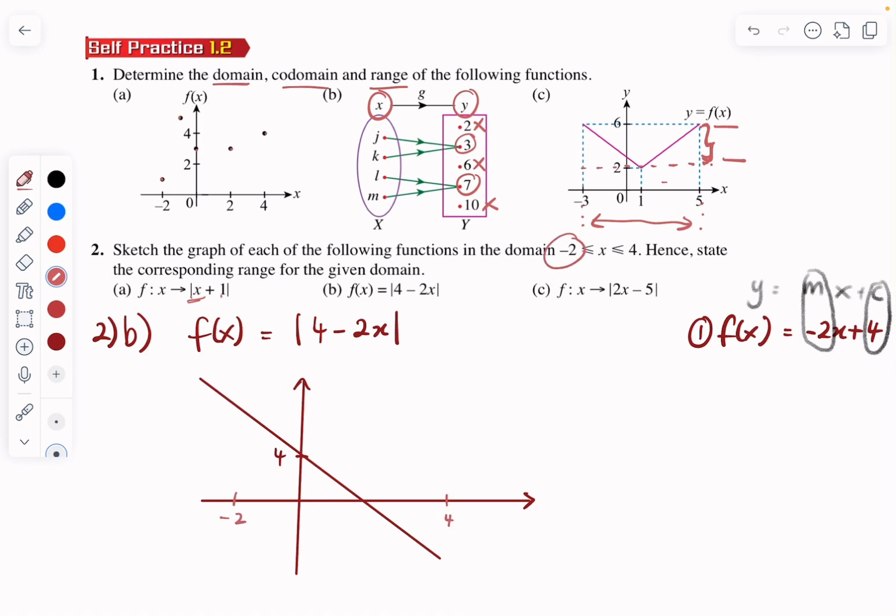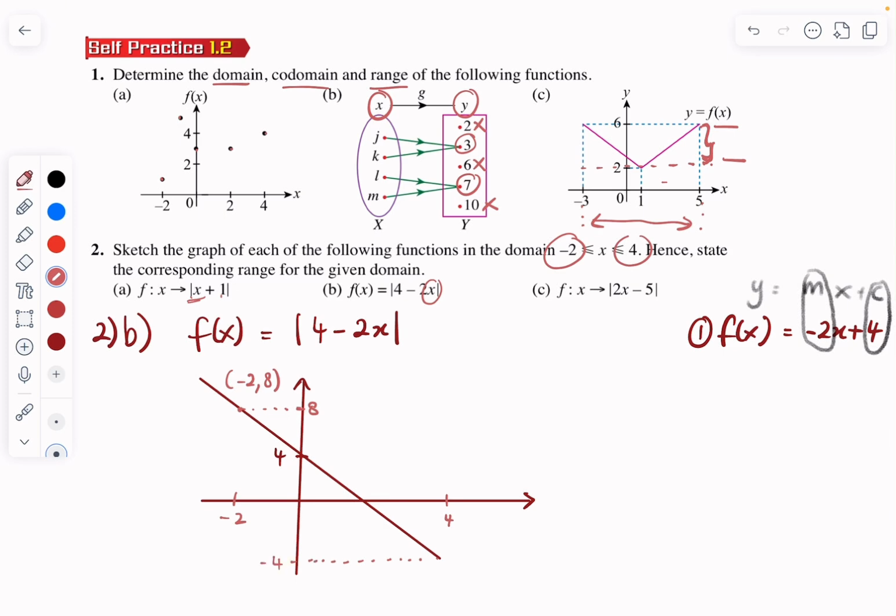So putting this value into this equation, -2 times -2 is 4. So 4 plus 4 is 8. So this is going to be 8. So this will be -2, 8. No problem. When we put in the 4 into the equation, 4 minus 2 times 4. So 2 times 4 is 8. 4 minus 8 is -4. So this one will be -4.